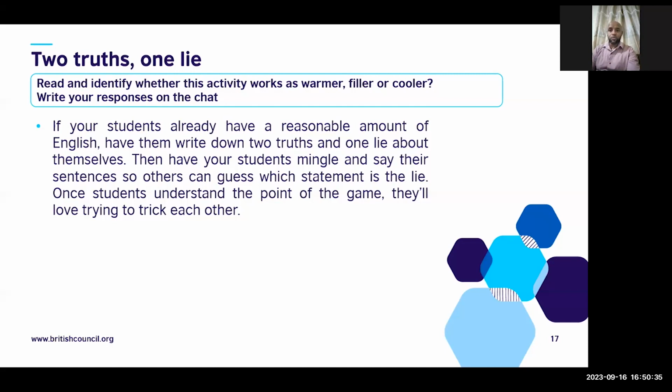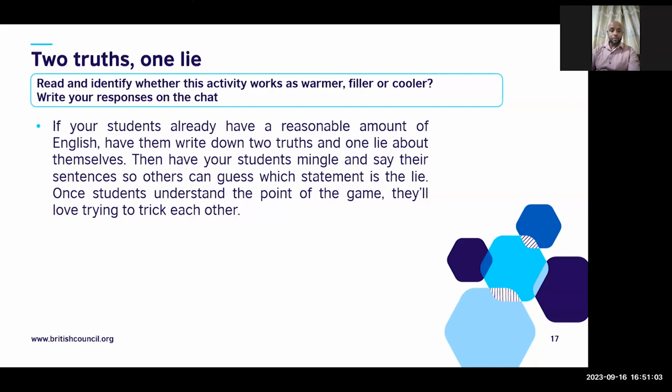Okay, these two truths and one lie would work as a cooler for intermediate classes. Yes, we can use it for intermediate classes. We could use it as a filler and cooler, Gila said. Karen, you also said the activity can be used as a filler. Yes, Celestine, warmer or cooler. Yes, Mullah, you said filler or cooler. Get to know you. Fantastic idea.